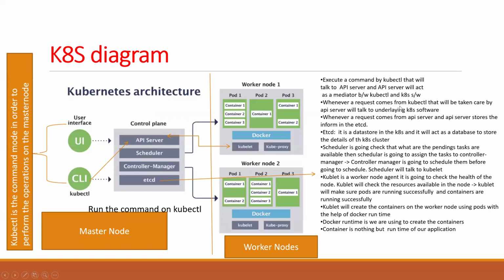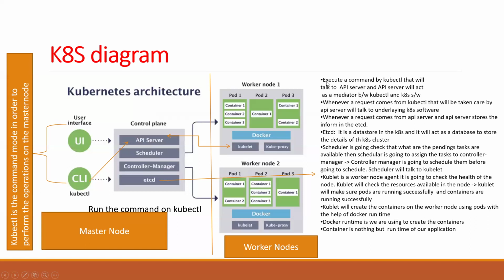So whenever a request comes from kubectl, it will be taken care of by the API server, which will talk to the underlying Kubernetes software. So who will take care, guys? Who is the main module in the Kubernetes cluster? What is the main module in the Kubernetes cluster, guys? API server. Yes. So whenever a request comes from kubectl or OpenLens, the API server will take it and move forward.